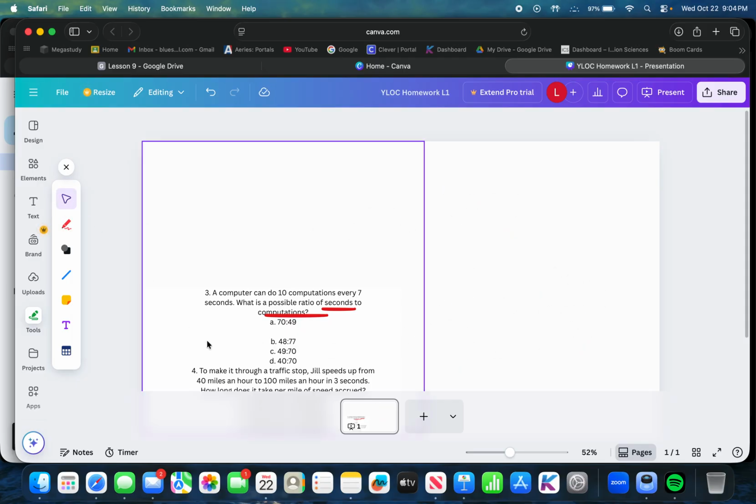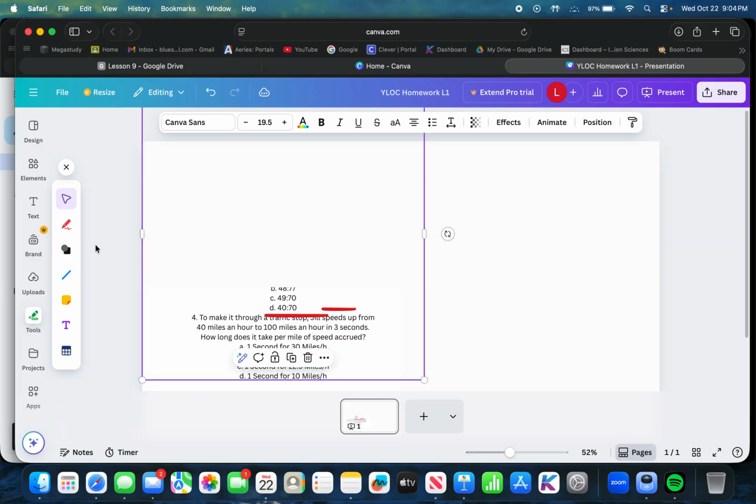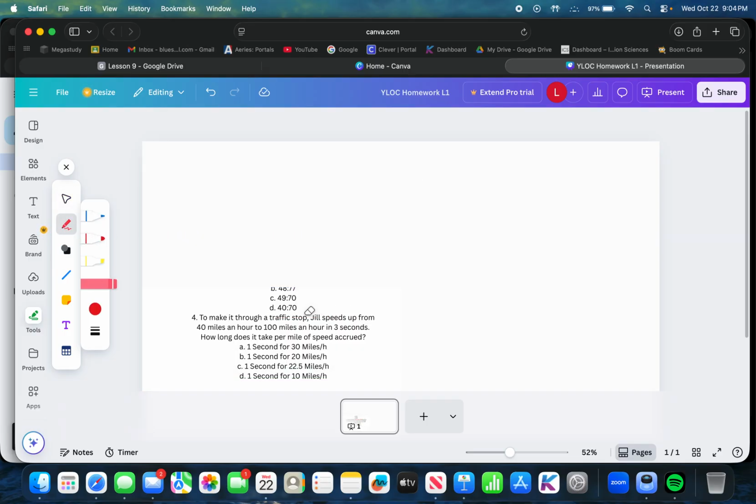Now number 4. To make it to a traffic stop, Joe speeds up from 40 miles per hour to 100 miles per hour in 3 seconds. How long does it take per mile of speed increase? 40 to 100 miles per hour in 3 seconds. Basically asking how quickly did he get there.